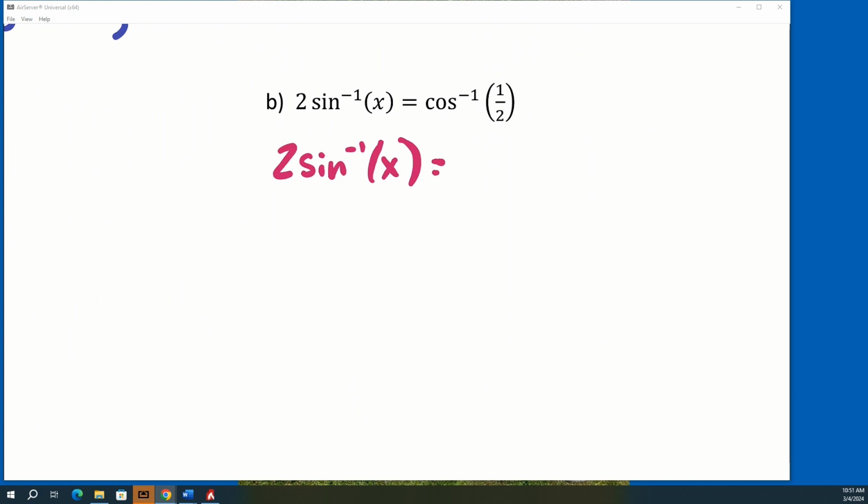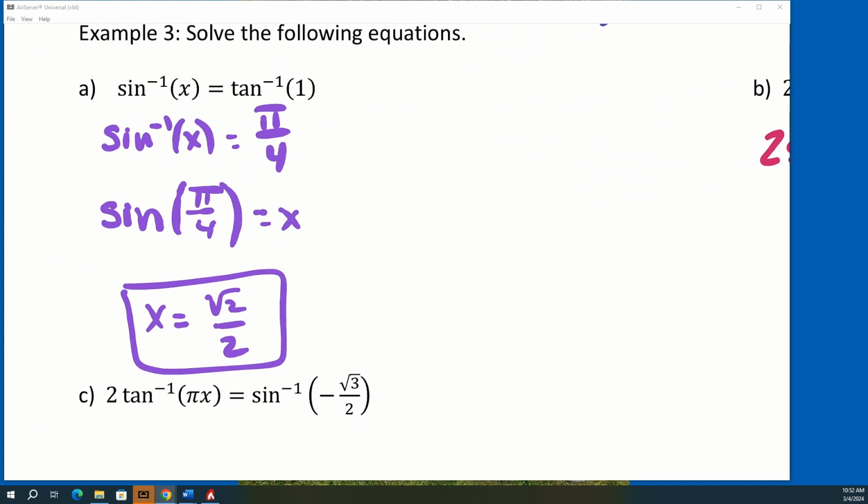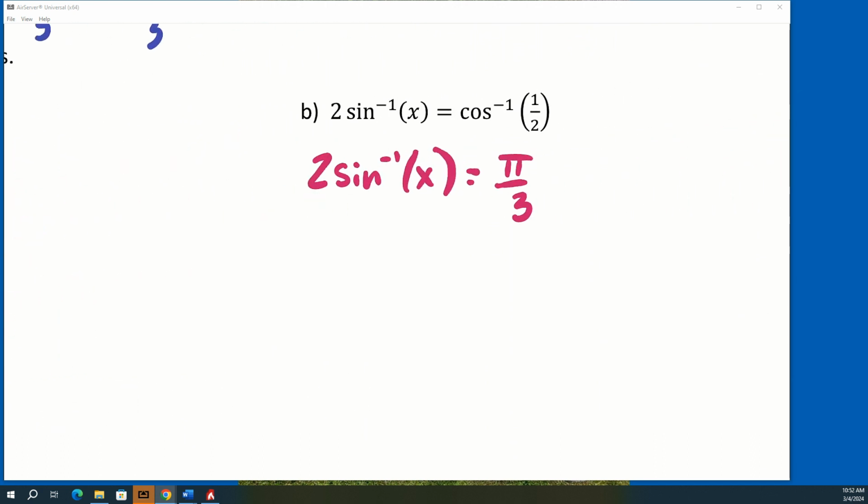And then the other side, we're going to figure out what the arc cosine of 1/2 is, or what angle has a cosine of 1/2. What do y'all think? Pi over 3. Good. All right. So we're not quite ready to do what we did here because we have this 2 in the front. So what do you think you do with it? Divide by it. Good.